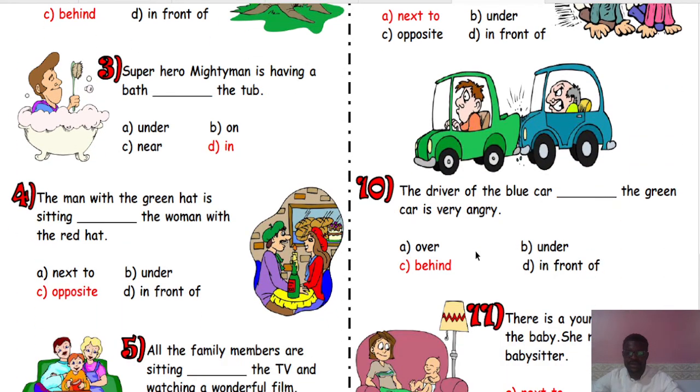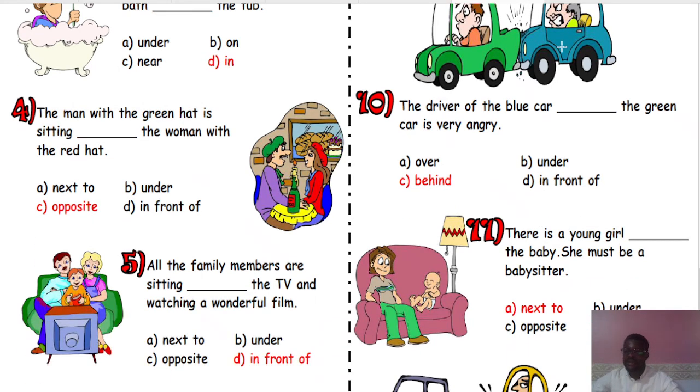So number 10, the driver of the blue car behind the green car is very angry. Which one is very angry? Can you see the face of the man? Come on, it's scary, isn't it?